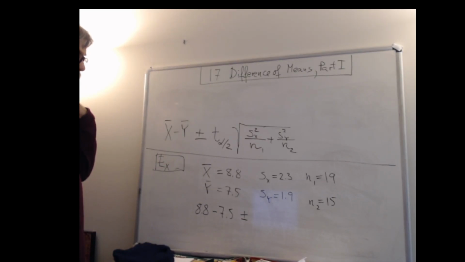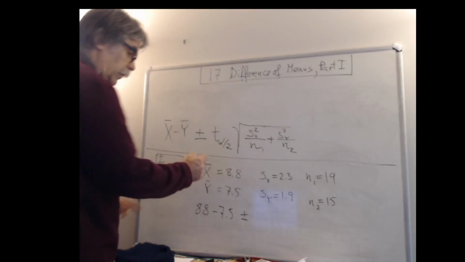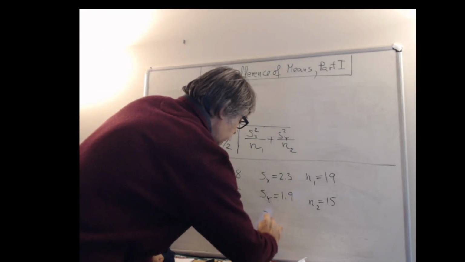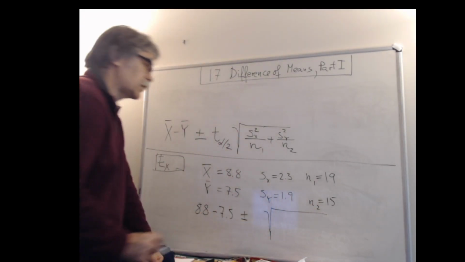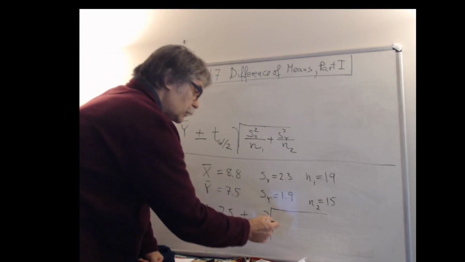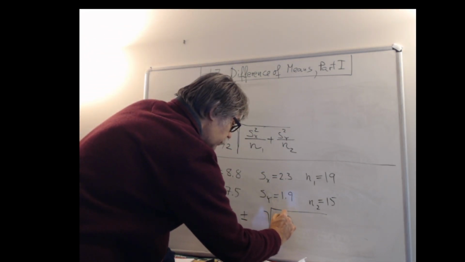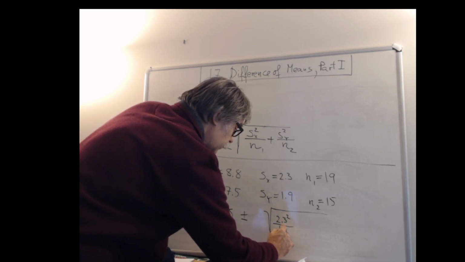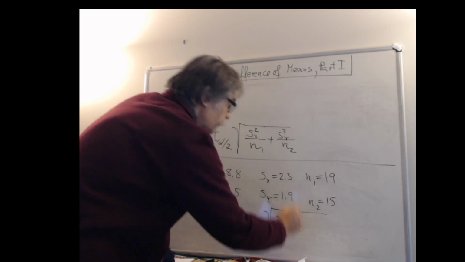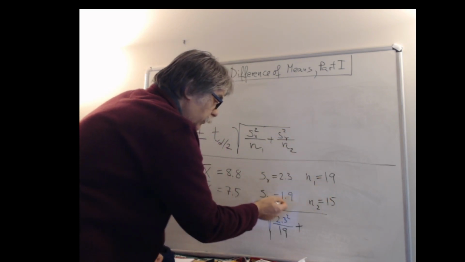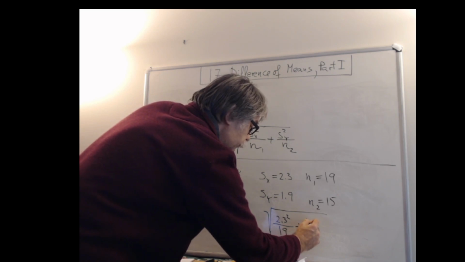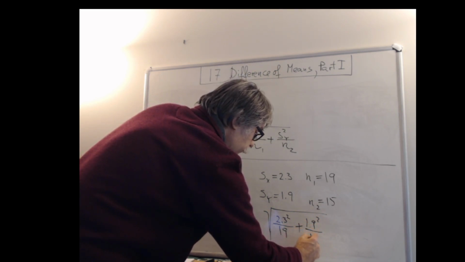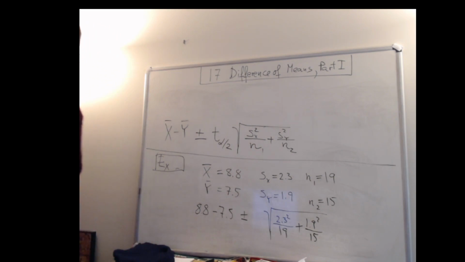Alright? Now that give or take will have a critical value. I'm going to write it later. Well, let me see what is in the radical. In the radical is very simple. So I have 2.3. I need to square that. I need to divide it by 19. And I have the second fraction. SY 1.9. I need to square that, and I need to divide it by 15. So that's going to be easy to calculate. Of course, with a calculator, right? No, you could probably do it without a calculator as well. Now, the T critical value goes here.